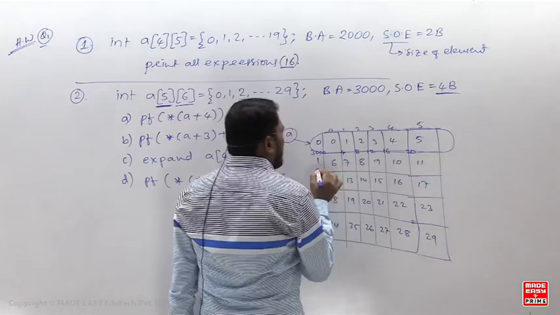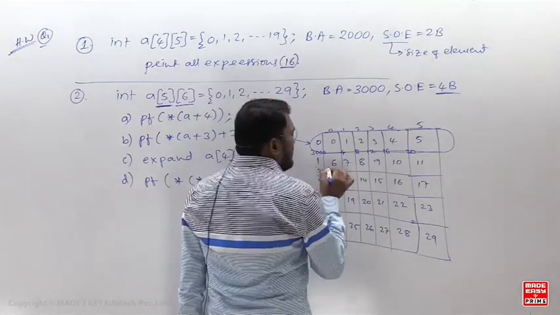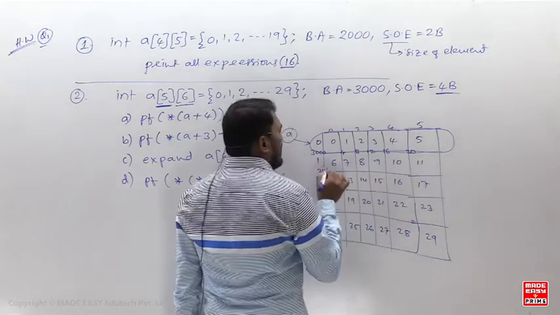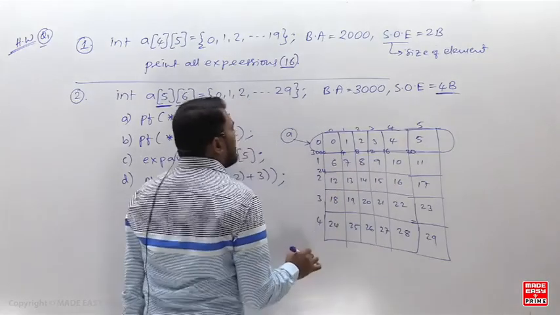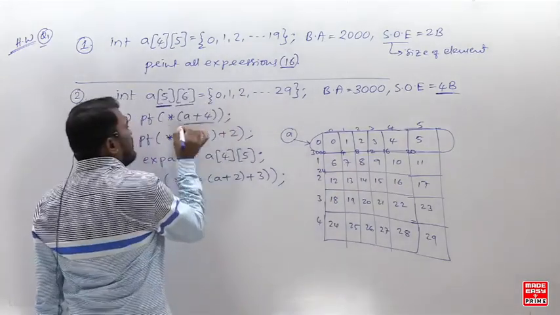And next is what here? This is 24. Next, check how many bytes it will take. 64. So you just find out roughly, you make the calculation for *(A+4).